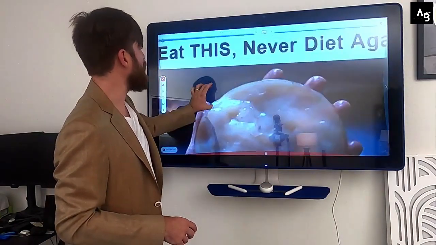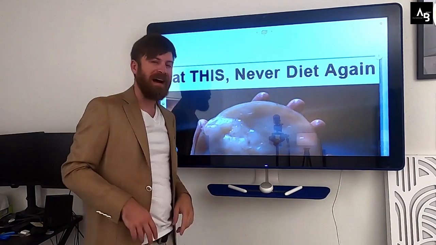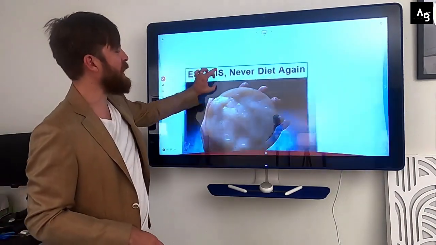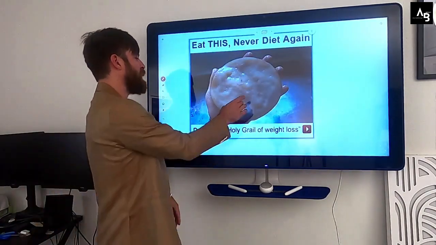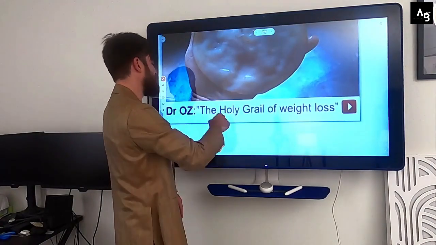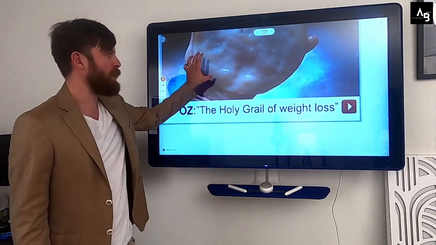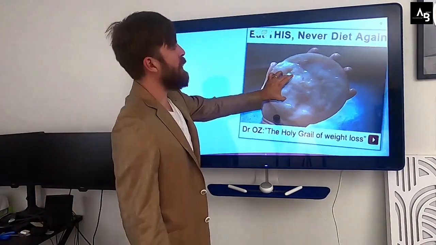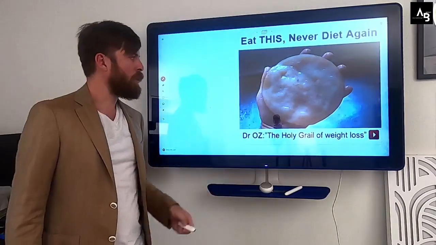And as you'll see, it says, "Eat this, never diet again." It's a pretty simple ad. It's got this weird thing on it, and then it's got a line below, which is the Dr. Oz, the Holy Grail of weight loss. Okay, so now this ad, here, let me bring it up here. I'll go over a few things.